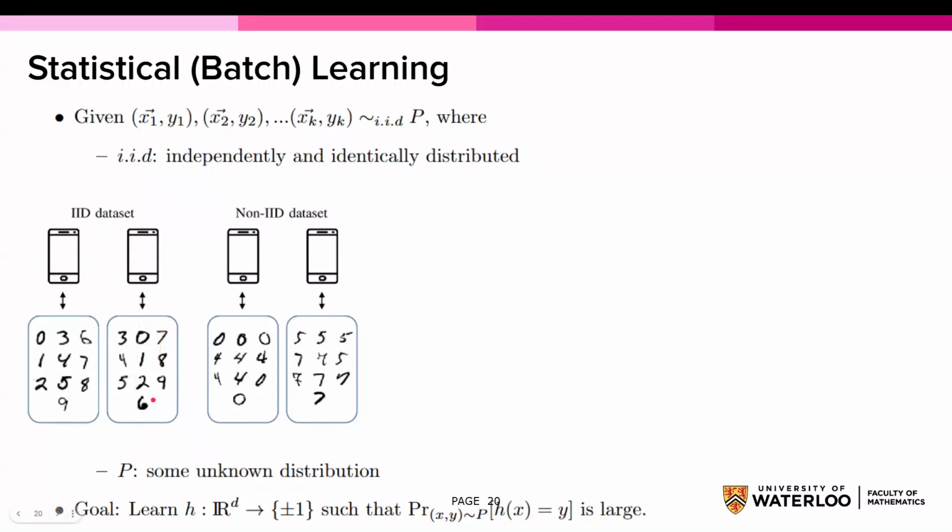And crucially, in this statistical learning setting, we assume that there is some distribution from which these samples are being drawn, but that it's unknown to us. And the goal then for this binary classification problem we've identified is to learn some function H, which maps from the space of real numbers of dimensionality D, the dimensionality of our problem, to the set containing plus or minus 1, such that the probability of classifying a new sample xy drawn from that same unknown distribution P is large.